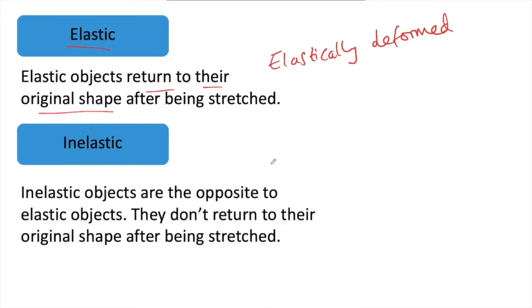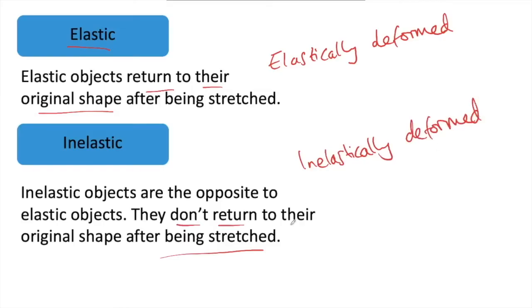Inelastic is the opposite. So inelastic objects are the opposite to elastic objects. They don't return to their original shape after being stretched. So again, we would say an object in this case has been inelastically deformed, and there's no chance of getting that to return to its original shape.